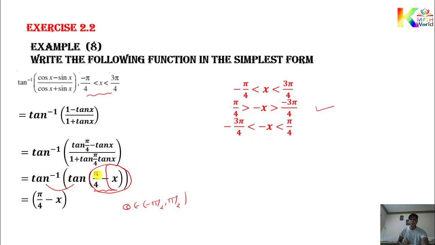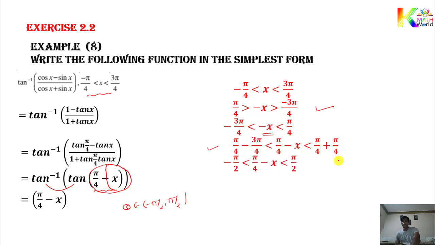Okay, what is required to set pi by 4 minus x? Minus x is already set. Now plus pi by 4 is required. So add plus pi by 4 in this inequality. So minus 3 pi by 4 plus pi by 4 is less than pi by 4 minus x is less than pi by 4 plus pi by 4. Now when we take the LCM, pi by 4 minus 3 pi by 4 is minus 2 pi by 4, and that should be minus pi by 2. Same with pi by 4 minus x as it is, and pi by 4 plus pi by 4 should be pi by 2.